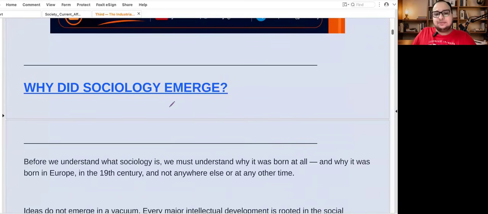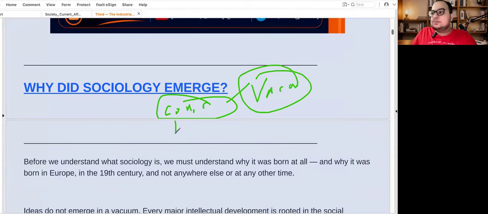So you must have seen the COVID-19 pandemic period. When the COVID-19 pandemic came, there was suddenly development of vaccines. So when there were some problems, some disease, that led to development of a treatment. Thus, sociology also emerged because of the social pathologies or social deficiencies which were there in the society of 18th, 19th century Europe. That is why it emerged only in Europe, not in other places.